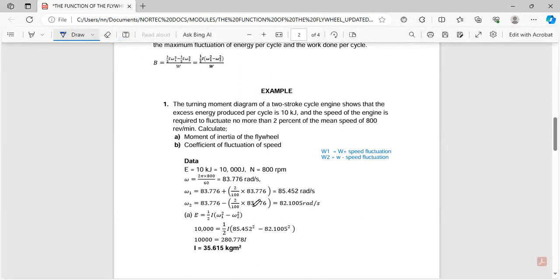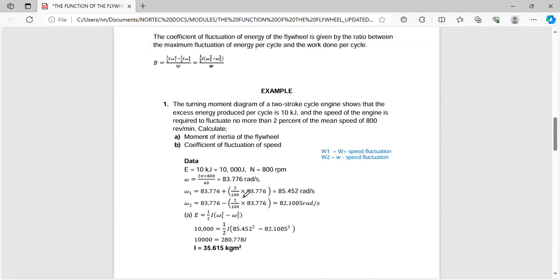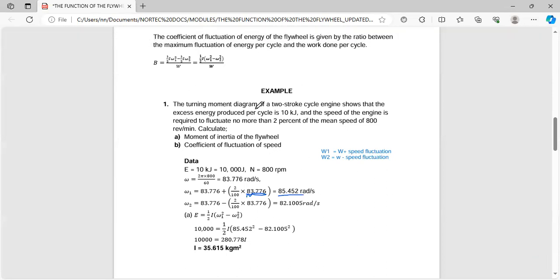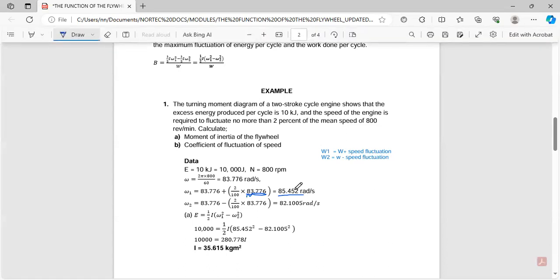Let's start with the maximum one. We are going to add 2%. What is 2% of 83.776? It's simply 2 over 100 multiplied by the same number, 83.776. And the answer comes out as 85.452. I always say that these numbers are constantly updated, so if you feel that a number looks off, you can always bring it out so that we update.